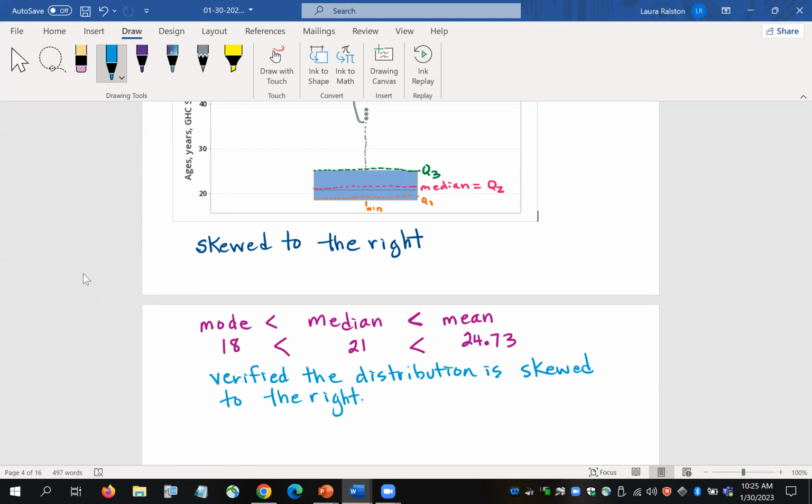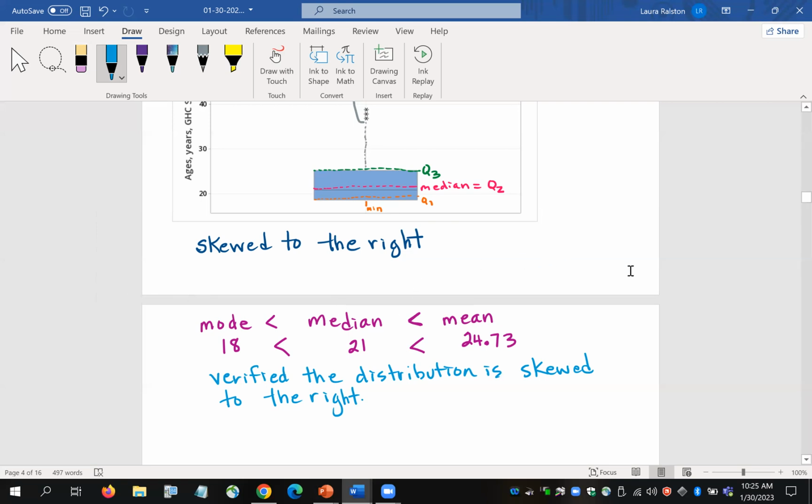I also now really and truly have enough information to answer the problem, because we calculated the sample mean. And the sample mean for this data set was 24.73. So that is likely the average age of a GHC student in fall 2021, which does seem high when you think about all of the other graphs and tables that we've looked at. It's being influenced or affected by those 8 outliers.